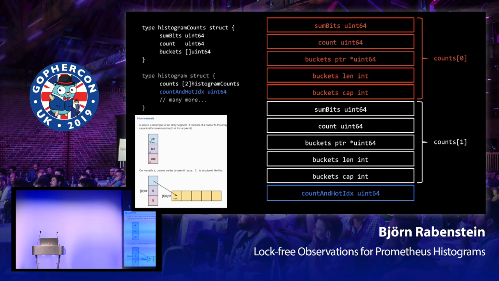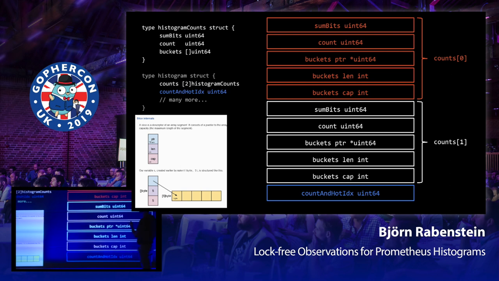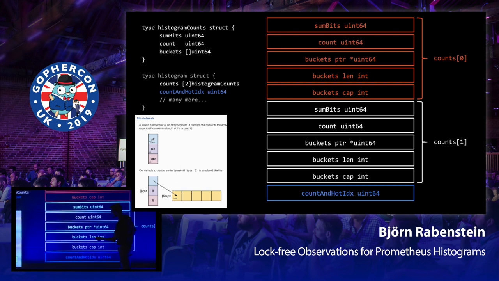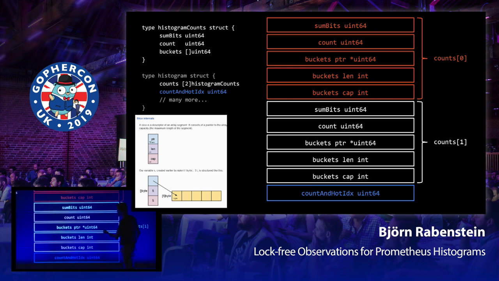So here we have it. Some bits uint64, count uint64, and then we have the slice. So it's a pointer, which is 64-bit. Then we have the length. Here you see how a slice is laid out, right? The length is an integer, 64-bit. The capacity is an integer. Then we have the same thing again, some bits, count, and the pointer and the length and the int. We are only atomically operating on this and this and this and this, and also the count and hot index, but they're all nicely aligned, 64-bit, right?